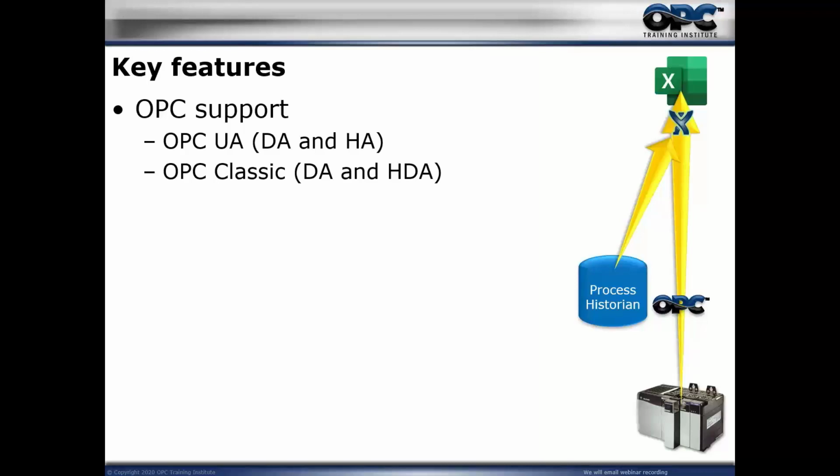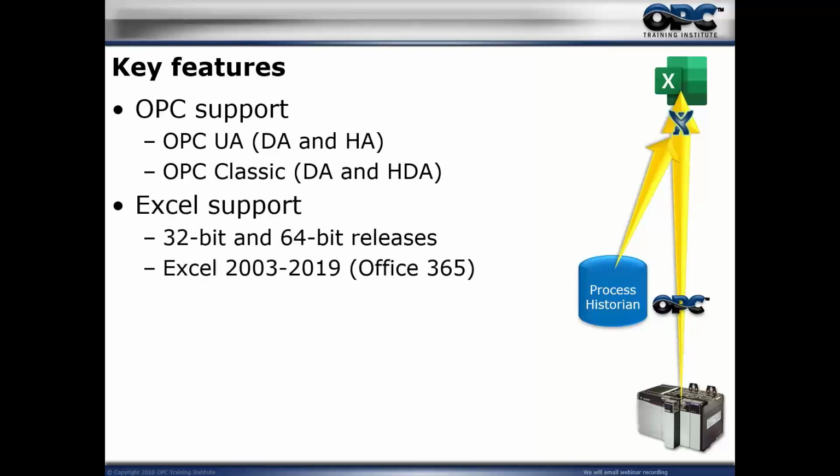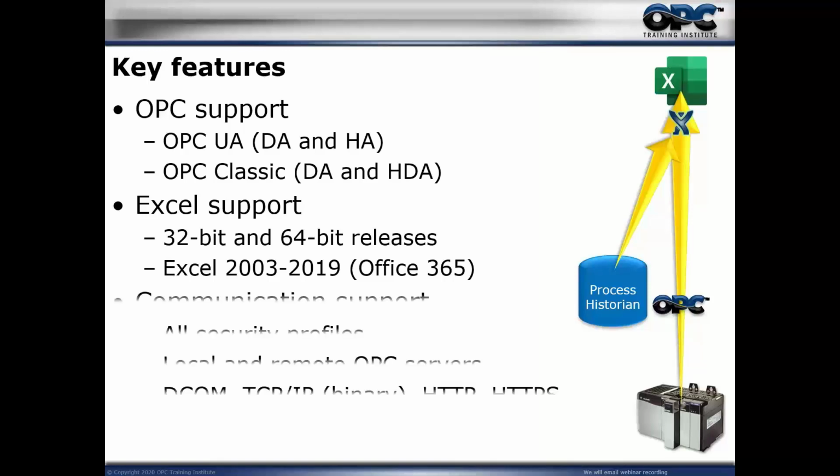If you have any one of those historians or even others, many others, you can actually get the data directly using this add-in that we will see in a little bit. So there's OPC support for UA and also for OPC Classic. As far as Excel, there's 32-bit and 64-bit support. So for both, on both Excel 2003, all the way to Excel 2019. So in essence, Office 365. So pretty much every version of Excel that you've got out there.